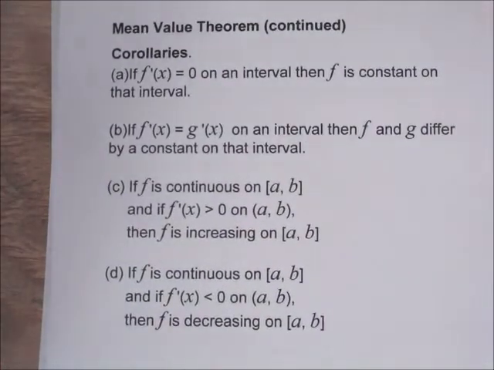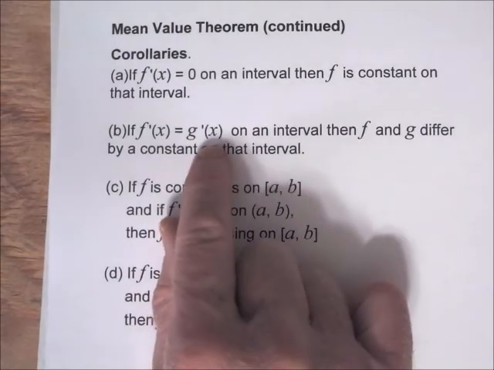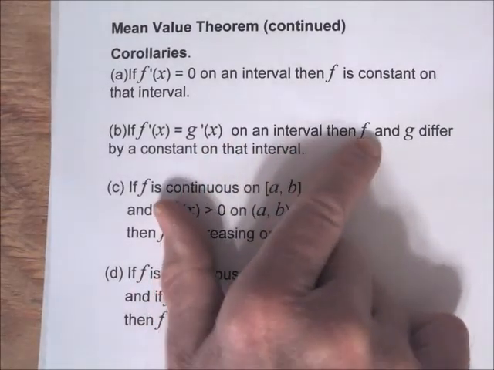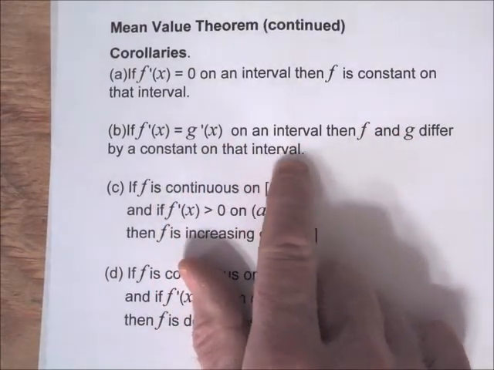And then here are some corollaries. If f prime of x is 0 on an interval, then f is constant on that interval. We had sort of the reverse theorem before, that the derivative of a constant is 0, and this reverses that. They say if the derivative is 0, then f is a constant. If f prime of x is equal to g prime of x on an interval, then f and g differ by a constant on that interval.